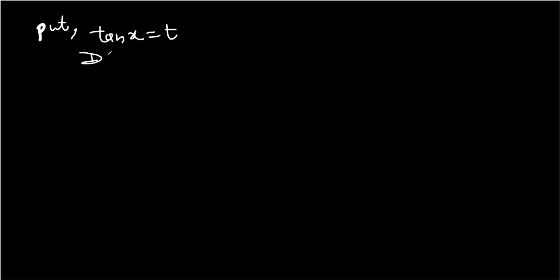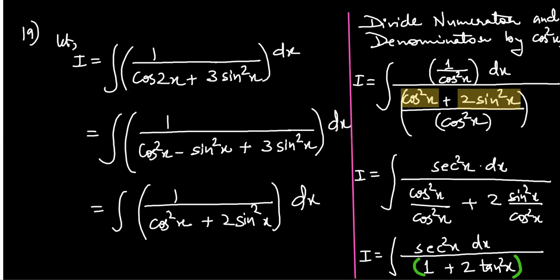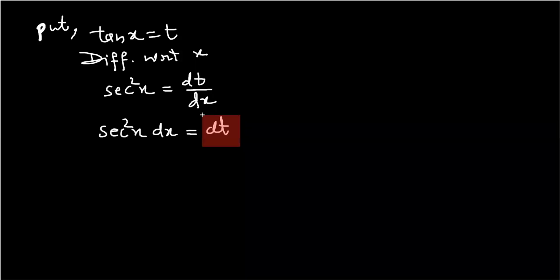Now, if you put this, then you will differentiate. Differentiating with respect to x, d by dx of tan x is sec square x, and d by dx of t is dt by dx. So the next step I get sec square x dx equals dt. So what would I do next? For sec square x dx, I will write dt.